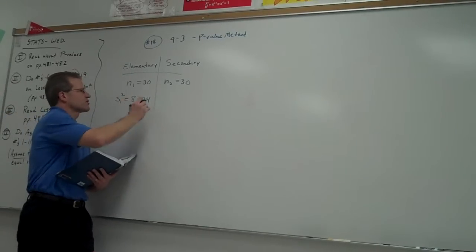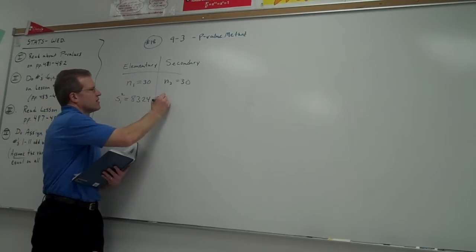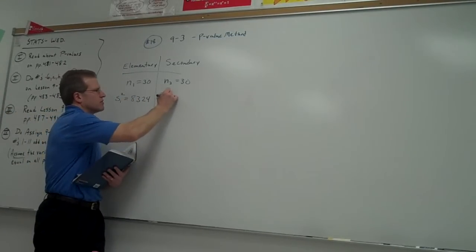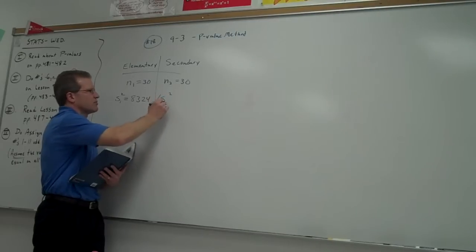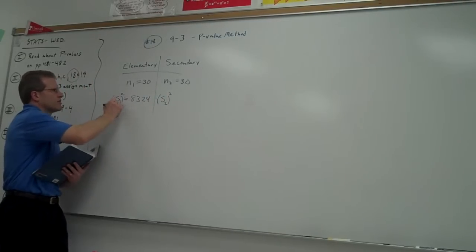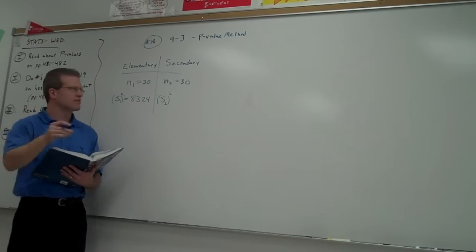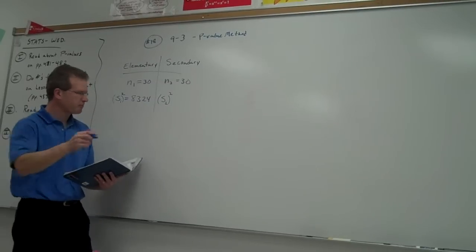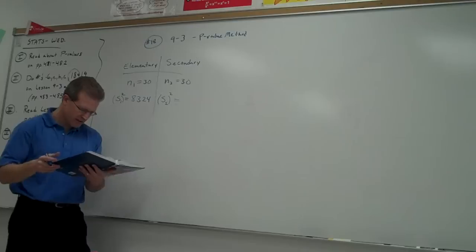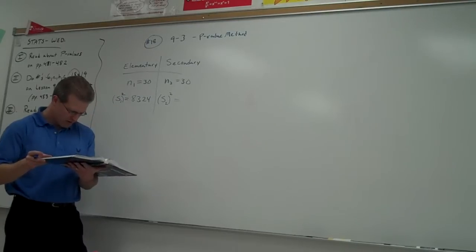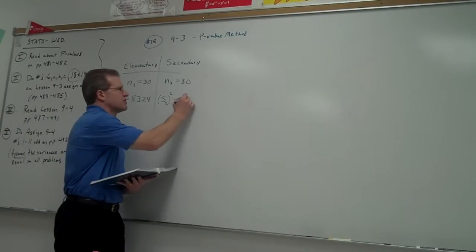So we'll call it s sub 1 squared. So that's our first sample. s sub 2 squared. If it helps you to put parentheses here, you can. Make sure you understand that that's a variable squared, but the 2 is just a subscript. For secondary teachers, looks like $2,862.